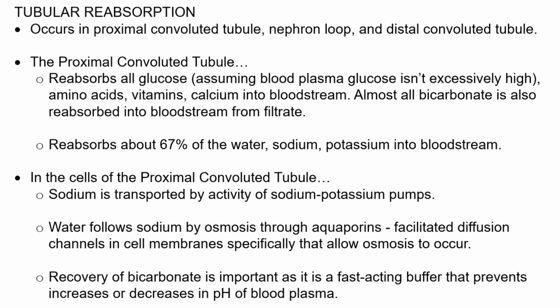Other structures will fine-tune the reabsorption of water, sodium, or potassium depending on what the body needs. In the cells that line the walls of the proximal convoluted tubule, sodium is transported by the activity of the sodium-potassium pumps, which require ATP energy to pump sodium from the filtrate to the bloodstream. Water follows sodium by osmosis through aquaporins, which are channels that promote the facilitated diffusion of water from the filtrate to the bloodstream. The sodium being pumped from the filtrate back into the blood acts to osmotically pull water into the bloodstream as well. Recovery of bicarbonate here is very important as well because bicarbonate is a fast-acting buffer that prevents increases or decreases in pH of blood plasma.